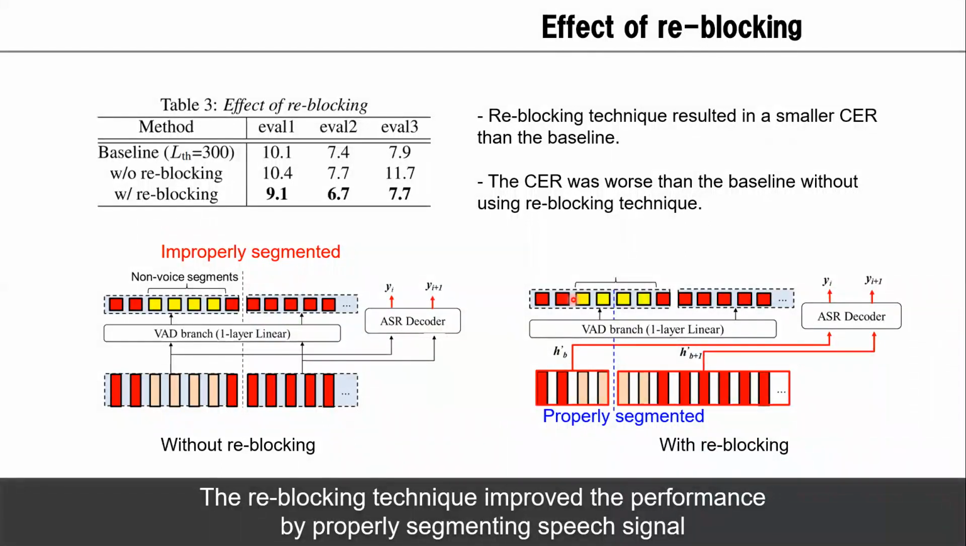Then we evaluate the effect of reblocking technique. This table shows the comparison between with or without reblocking. The speech input was automatically segmented using the VAD branch for both with and without reblocking. But the only difference is that if the hidden states block were reblocked or not. As you can see in the table, obviously the reblocking technique improved the performance. These figures show the difference between with or without reblocking. While the hidden state blocks were not appropriately divided without reblocking, reblocking technique properly segmented each utterance. Therefore, we confirmed that the proposed reblocking technique is effective for block-based streaming ASR.